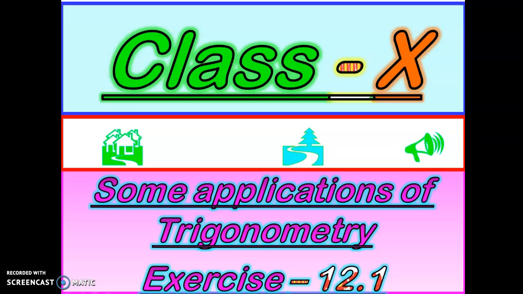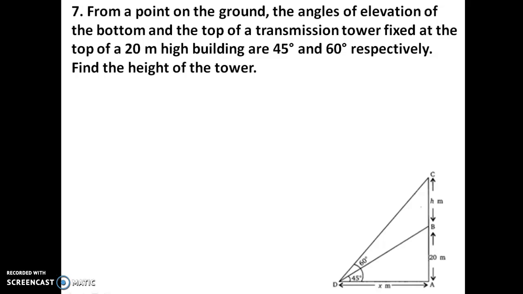Hello students, let's continue solving exercise 12.1 in this video. Seventh problem: from a point on the ground, the angles of elevation of the bottom and the top of a transmission tower fixed at the top of a 20 meter high building are 45 degrees and 60 degrees respectively. Find the height of the tower.